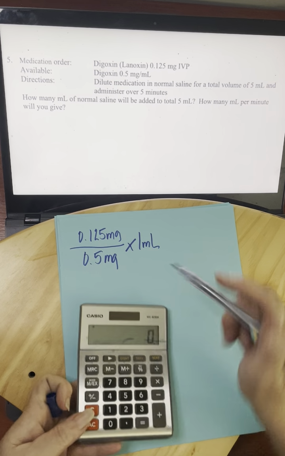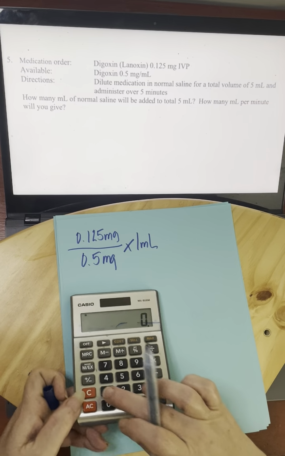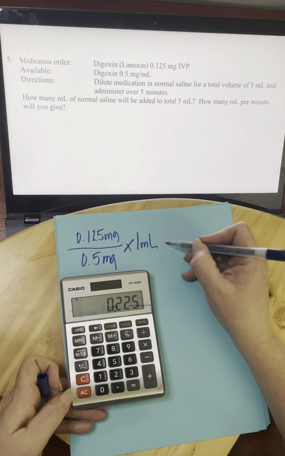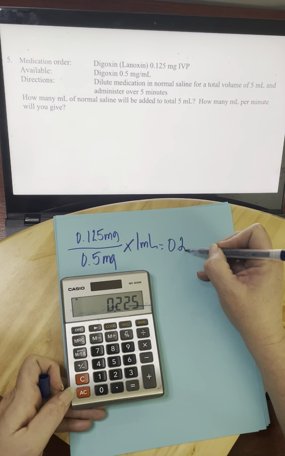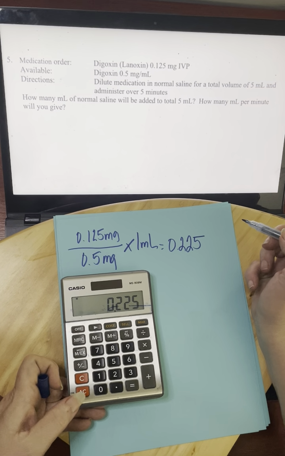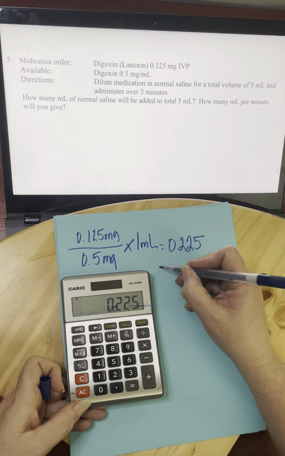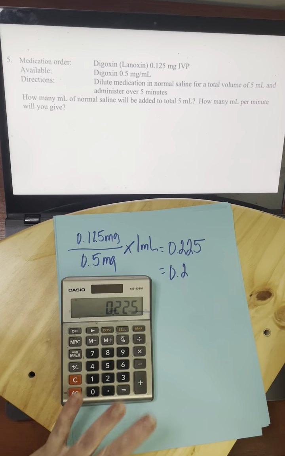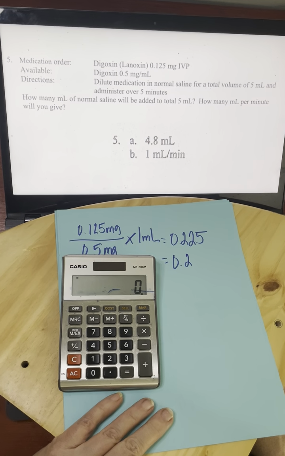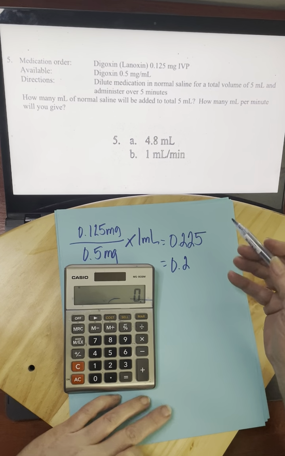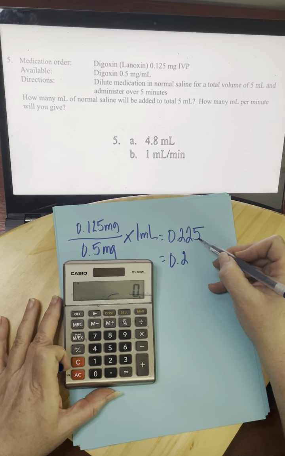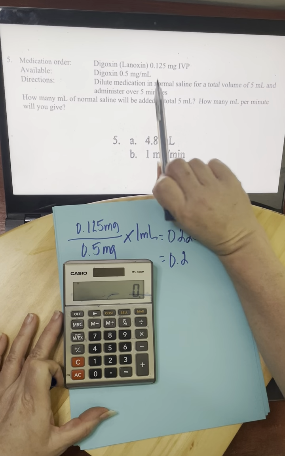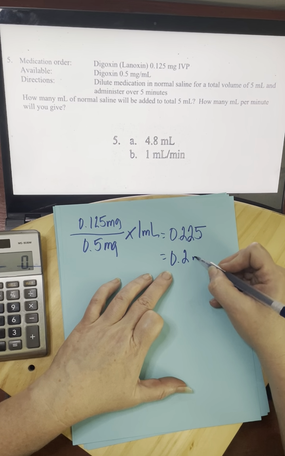And then we're going to do this math. This divided by that. 0.125 divided by 0.5 equals 0.25, which rounds to 0.3. So out of the vial, we're pulling 0.3 milliliters.